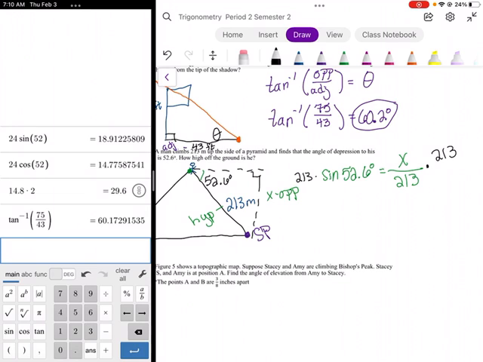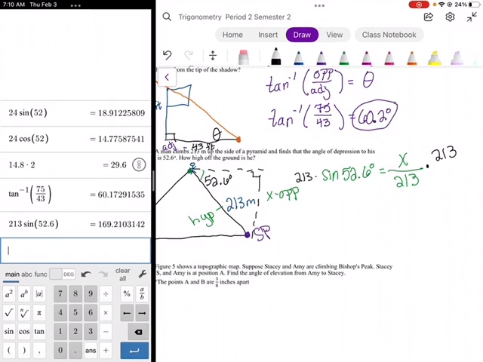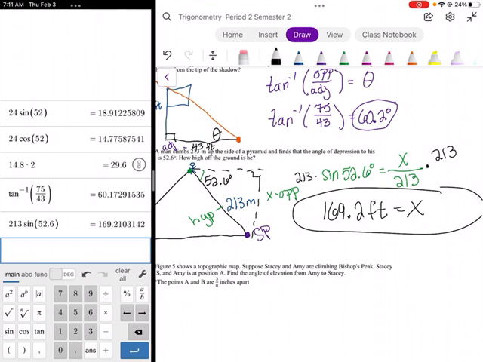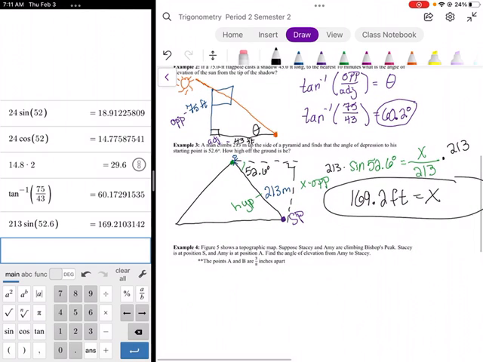And type it into our calculator, 213 sine 52.6. So the distance from his starting point is going to be about 169.2 feet. And that is the distance that he is off the ground.